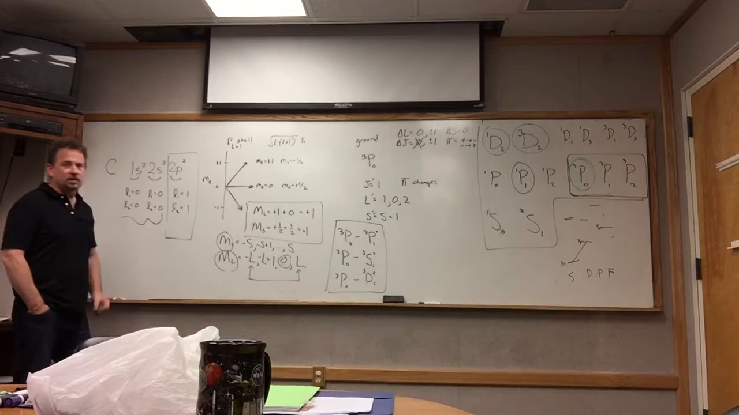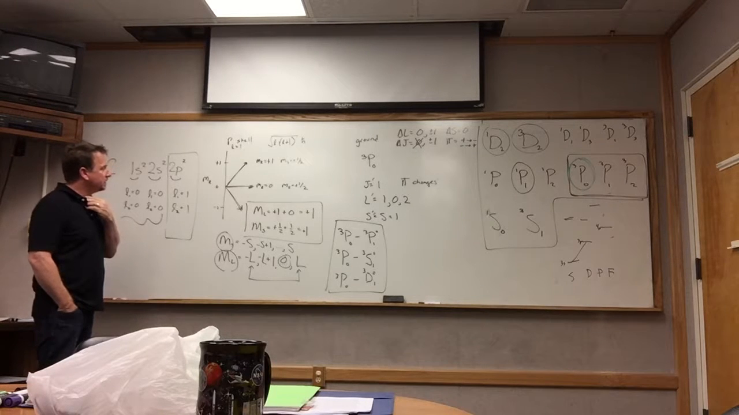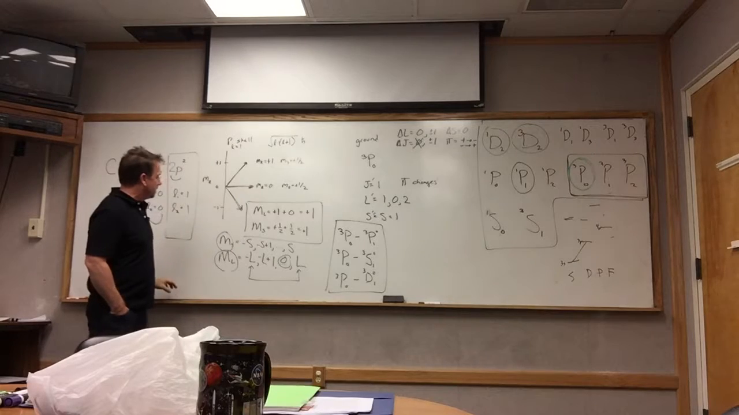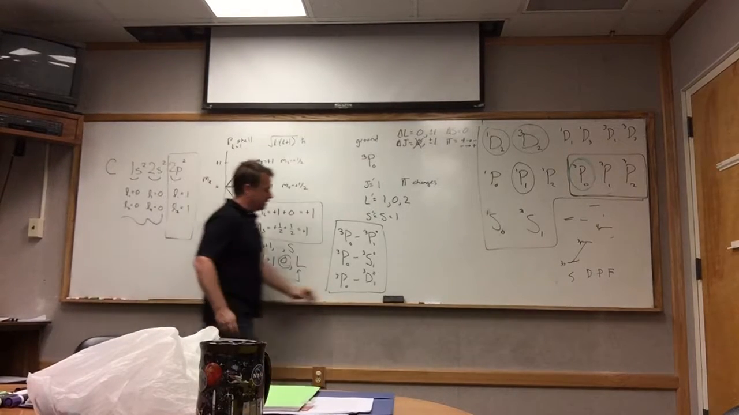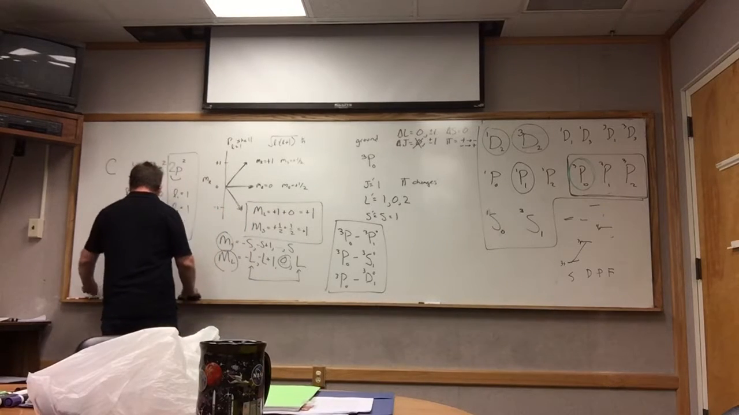Well, it's just going to be a different L, and it's always going to go from negative L to positive L with increments of 1. Yeah. So the magnitude changes with that square root of L. So that's all that changes. You just have a different L. So if L equals 2, it's going to go minus 2, minus 1, 0.